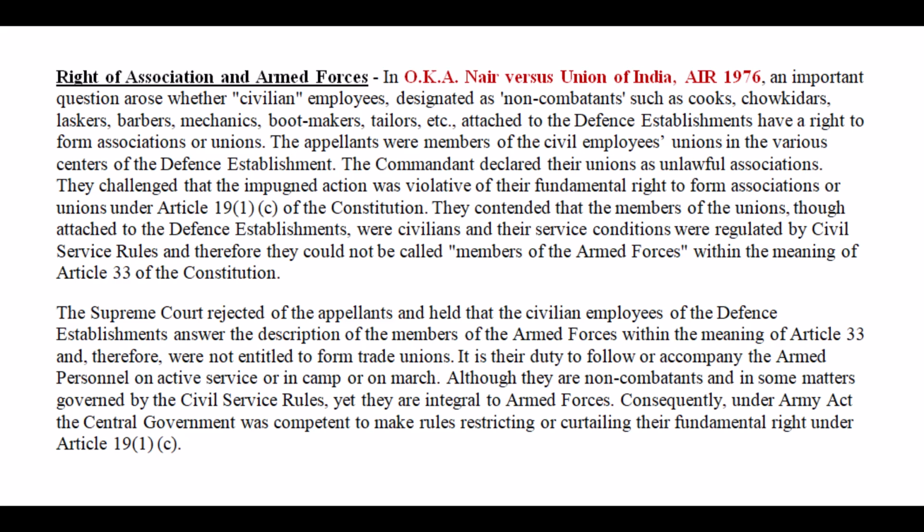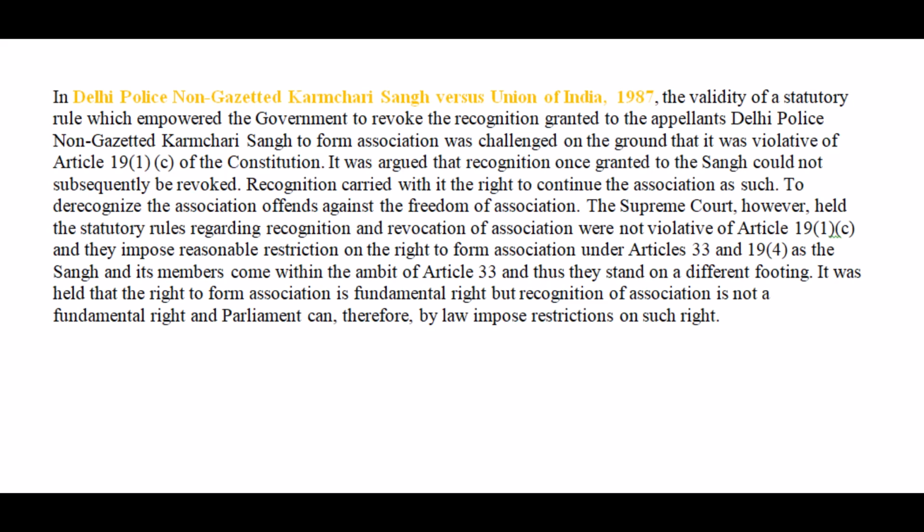In Delhi Police Non-Gazetted Karmachari Sangh vs. Union of India, 1987, the validity of a statutory rule which empowered the government to revoke the recognition granted to the appellants Delhi Police Non-Gazetted Karmachari Sangh to form association was challenged on the ground that it was violative of Article 19(1)(c) of the Constitution. It was argued that recognition once granted to the Sangh could not subsequently be revoked. Recognition carried with it the right to continue the association as such. To derecognize the association offends against the freedom of association.